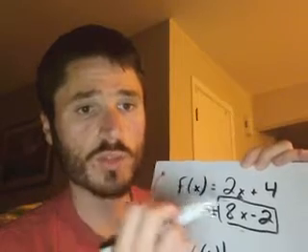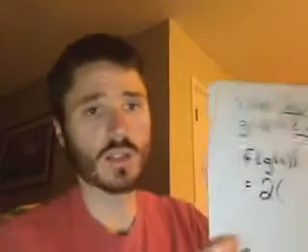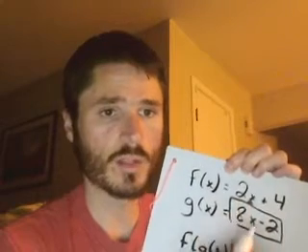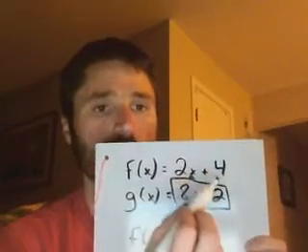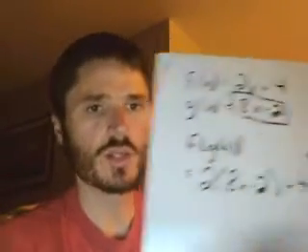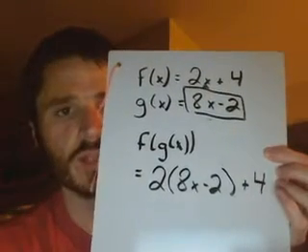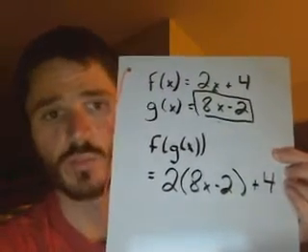So how would I write that? Well, I would start with the 2 from the f of x equation. Okay? And instead of writing x, I'm going to write g of x, which is 8x minus 2. All of that plus 4, because there's a 4 at the end. So this is what you should have written down. 2 times 8x minus 2, which is g of x, plus 4.